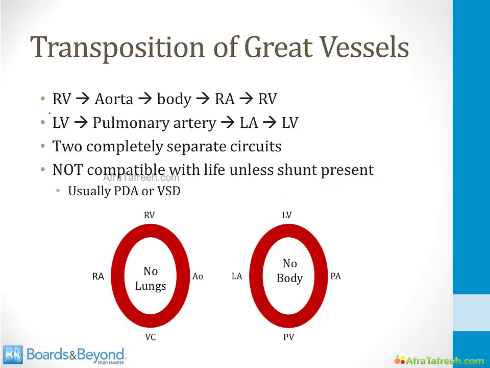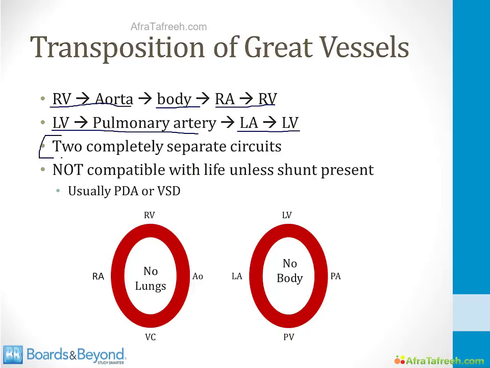In d-transposition of the great vessels, what you have is blood from the right ventricle that goes to the aorta instead of the pulmonary artery. From there, the blood flow goes to the body, and then it comes back to the right side of the heart, going to the right atrium and the right ventricle again. On the left side of the body, you have a separate circuit where blood flows from the left ventricle to the pulmonary artery, then it goes through the lungs and comes back to the left side of the heart, going to the left atrium and left ventricle.